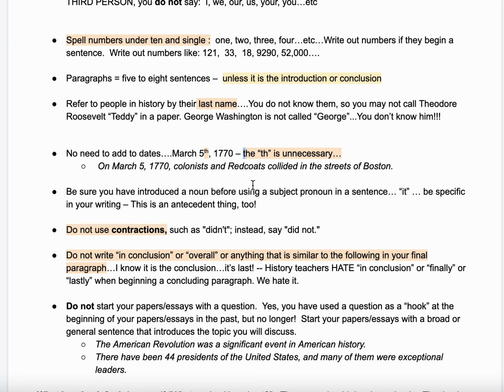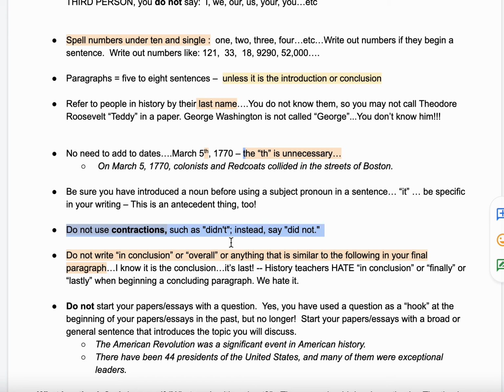Now, this drives me insane. Be sure you've introduced a noun before using a subject pronoun. For example, it. You got to tell me what the noun is before. Okay? If you just write it, or it was, or it is, or it happened, I don't know what it is. So I'm going to assume it's McDonald's or Don's. Okay?